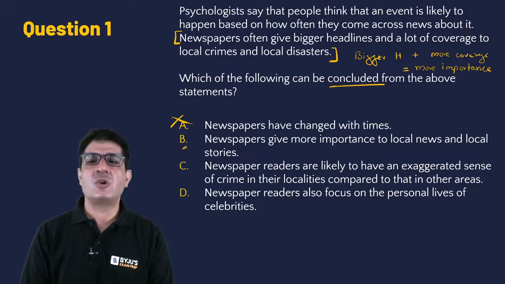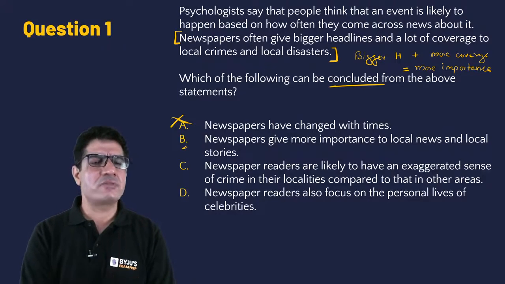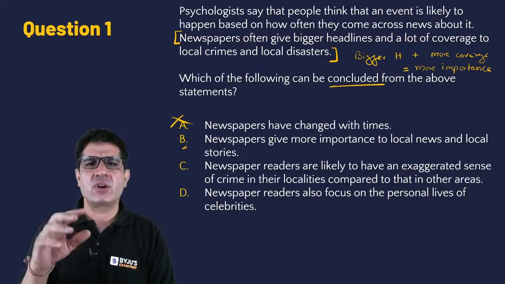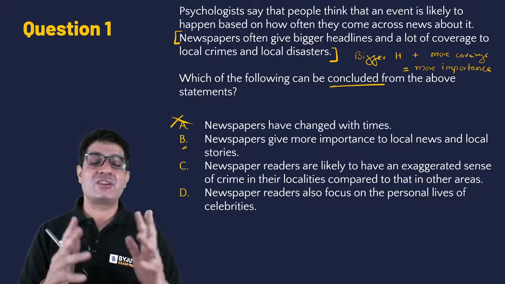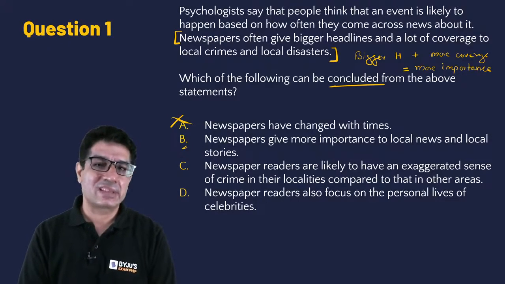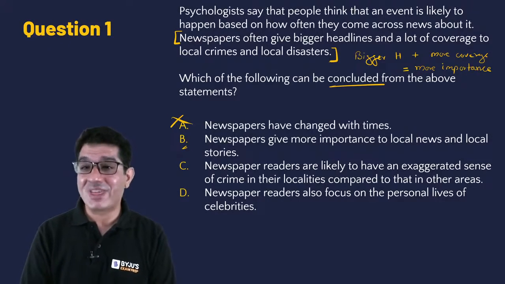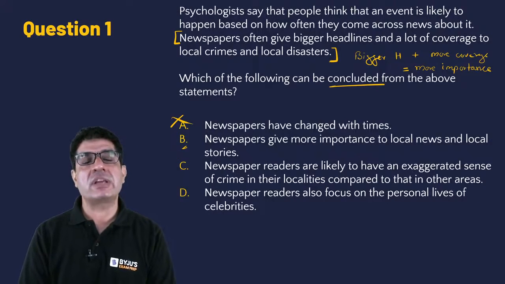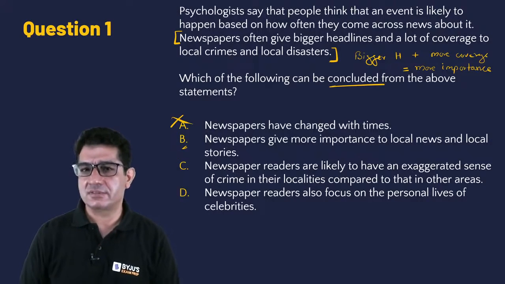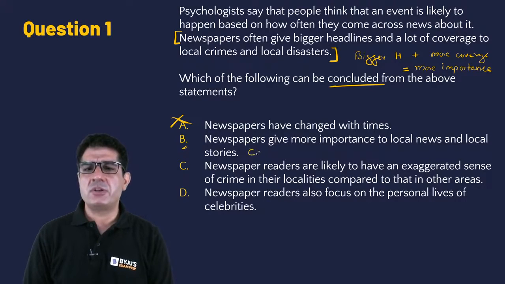So all this local coverage, all this coverage of local crimes and local disasters, is it there on the front page or is it buried inside on, say, the 7th page or the 8th page? You may give it a bigger headline on page 7. So we don't know that, right? Bigger headline, more coverage does not necessarily mean that newspapers give more importance to that, right? And therefore the label for B should be can't say.